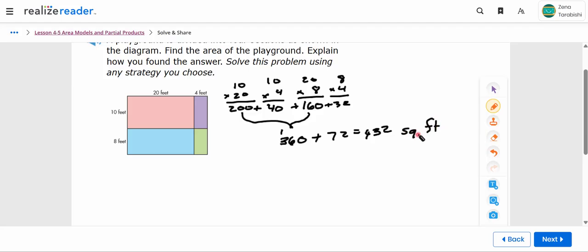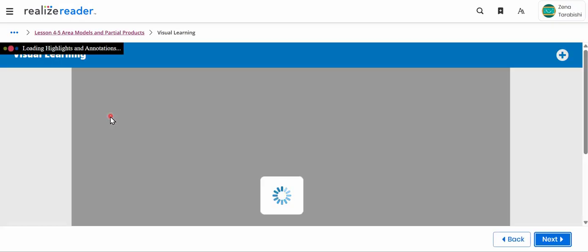Because we are talking about area, you need to say that it is square feet, as in, that's how many squares would have fit inside it. All right, let's go ahead and begin our video lesson. Please make sure that you're on the next page, on page 146, and you're following along with the example.